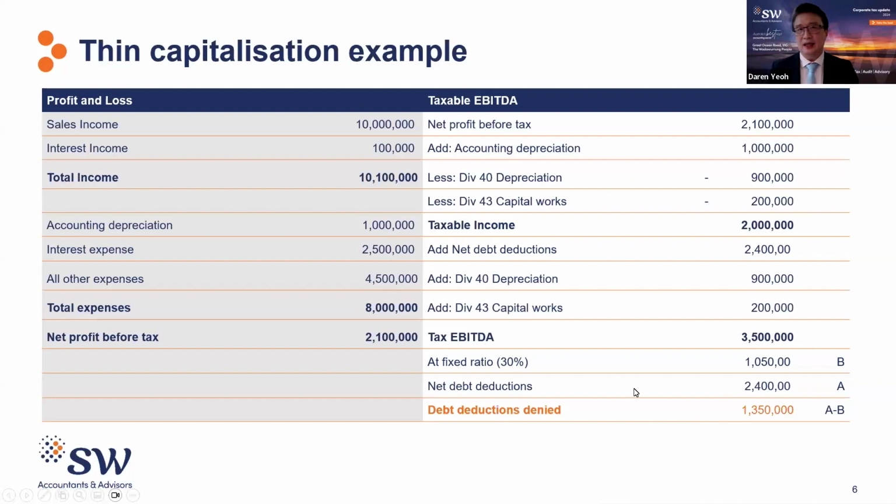So you can see from these calculations, you can potentially model this for your group if you have not already done so. And if you have net debt deductions being denied, it is worth having that discussion at group level as to whether or not it's worth restructuring your debt levels and capital structure.